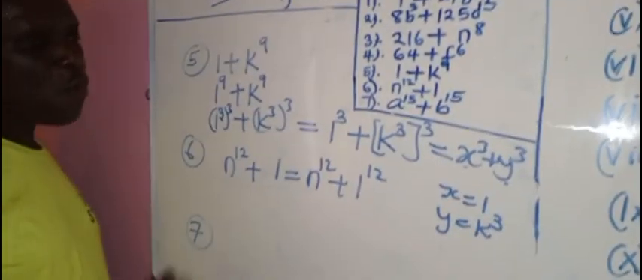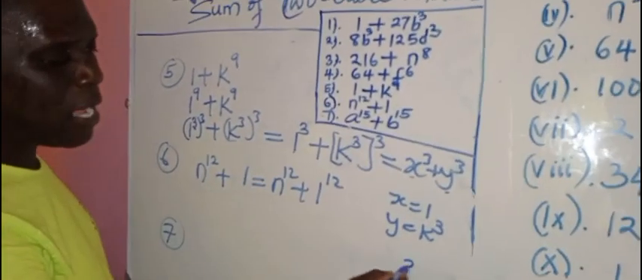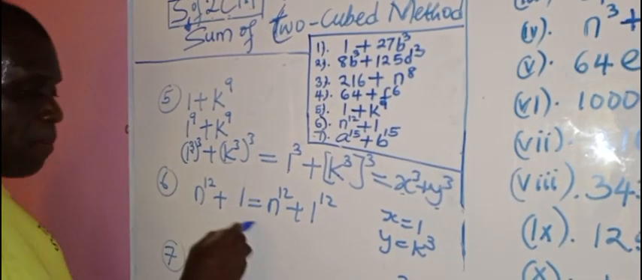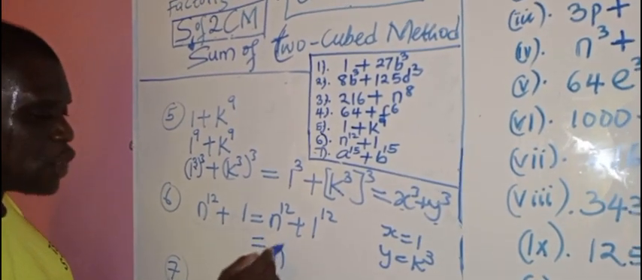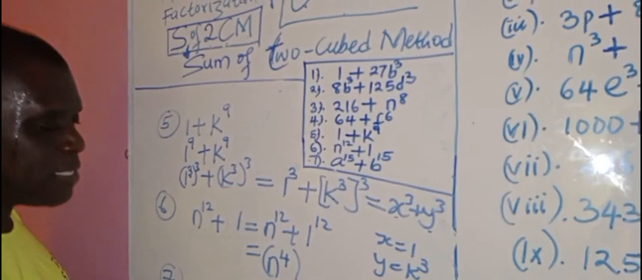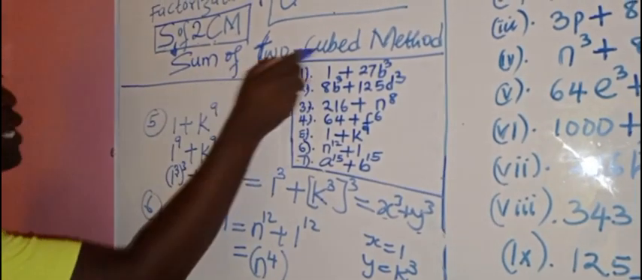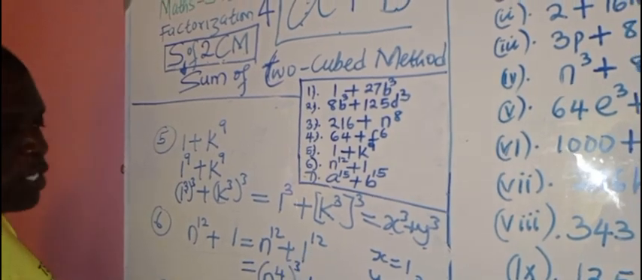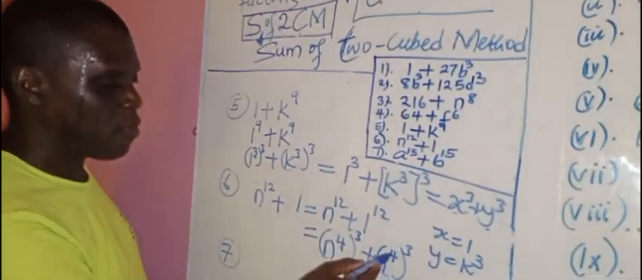Now, if you look at 12, you can get 3 from 12. That is 3 times 4. So that means you can write this as n raised to power 4. Our interest is this 3. Sum of 2 cubes: n raised to the power of 4 cubed, plus this one is also 1 raised to power 4 raised to power 3. 4 times 3, 12.